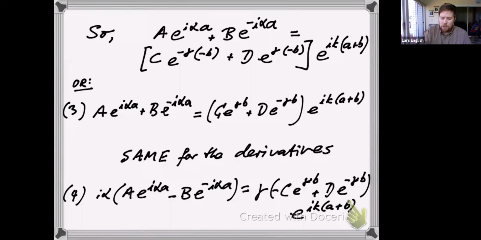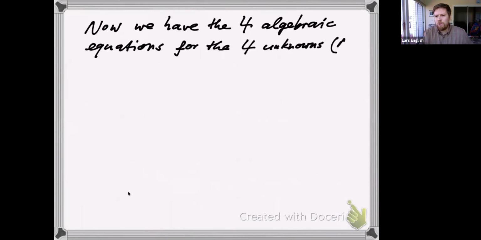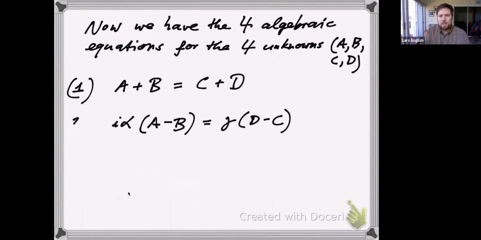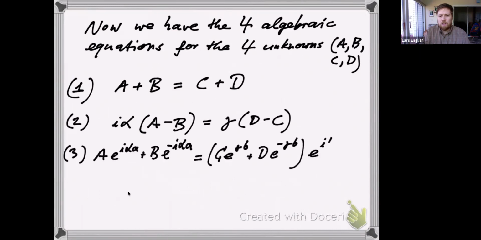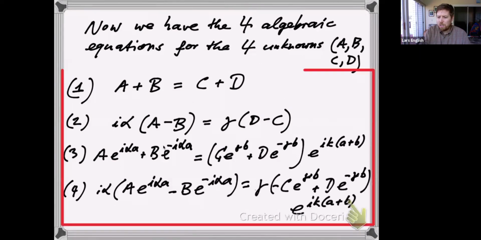Okay. And so I have my 4 algebraic equations for the 4 unknowns. Here they are again: a plus b is equal to c plus d from before, i alpha times a minus b is equal to gamma times d minus c, and then those 2 new ones that we just derived. And the question then is, can we solve that for a, b, c, and d? Those are the only unknowns, really.